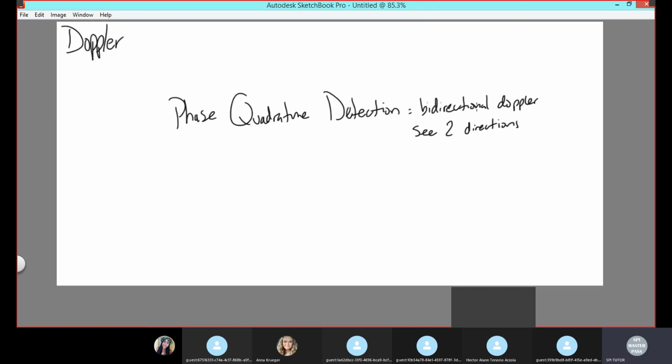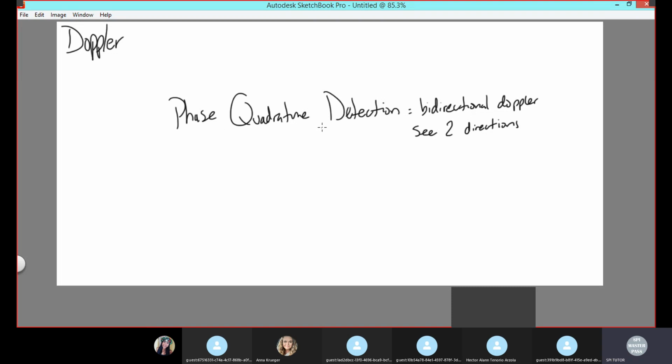And they can ask you a question about this where they give you the definition and they want you to give them the term, or they can give you the term and they want you to give them the definition. Like, what allows us to see 2 directions? Bidirectional Doppler. What is phase quadrature detection? Allows us to see 2 directions. So they can ask you either way.